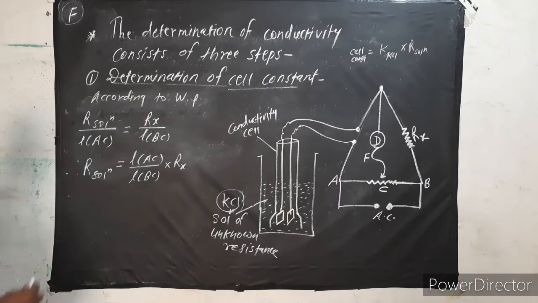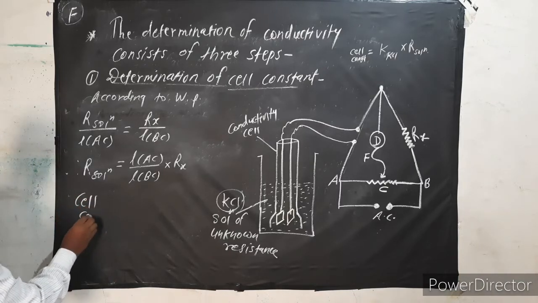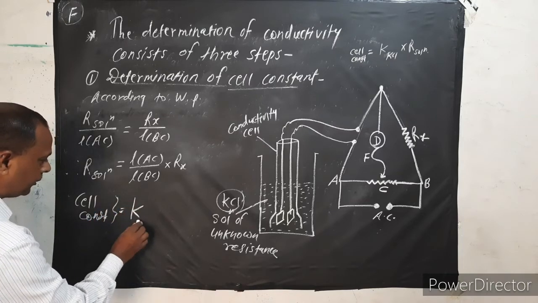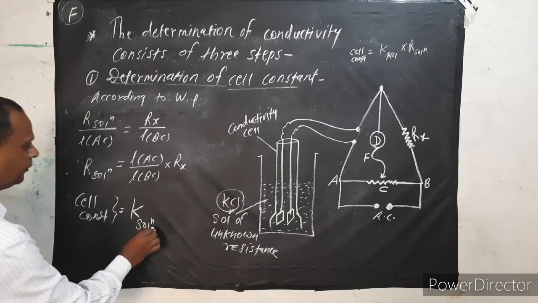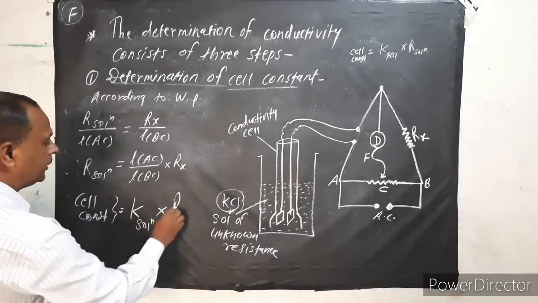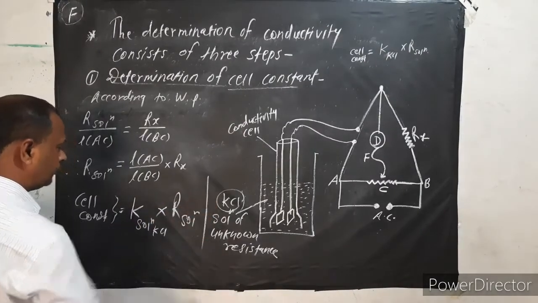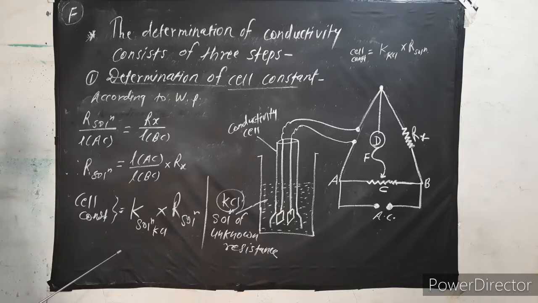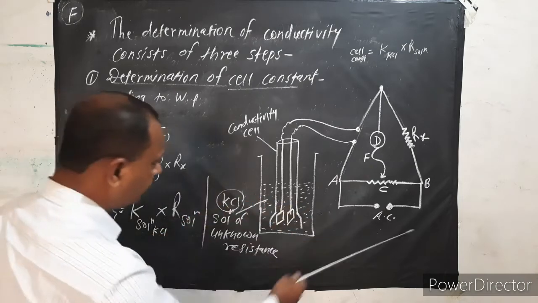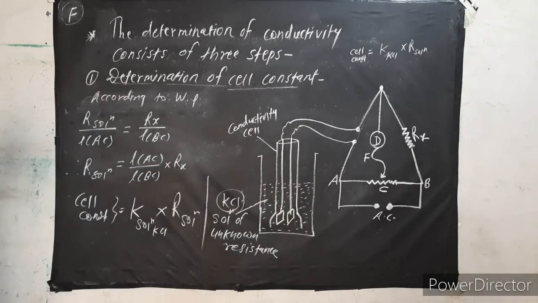Then finally, the cell constant is equal to the conductivity of that solution, the potassium chloride solution, into the resistance of that particular solution. So by using the relation between cell constant, conductivity and resistance, we can easily determine the cell constant by measuring the resistance of that solution, using the Wheatstone bridge principle.